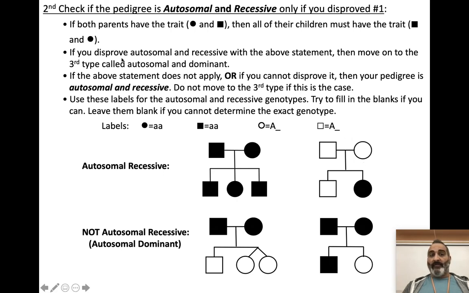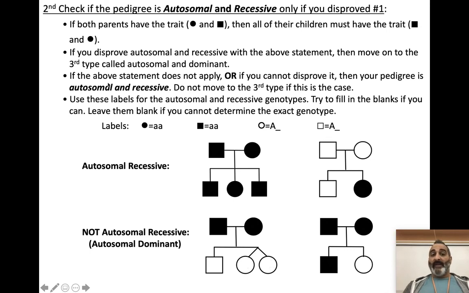Okay? So if you disprove autosomal recessive with the above statement, then move on to the third type called autosomal dominant. So let me show you what this means. Both parents have it and their kids don't have it. So that means we've proved this one wrong. Both parents have it. One kid has it. One kid doesn't have it. We proved this one wrong. These both are not autosomal and recessive. We proved them wrong by doing these steps here. What this shows you here, this is twins. That's what twins look like, in case you're wondering what this branch means. So these are identical female twins right here.